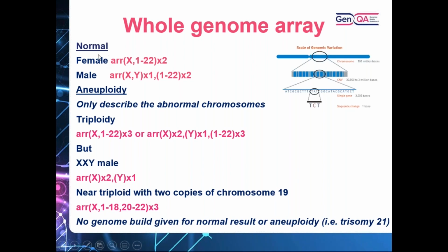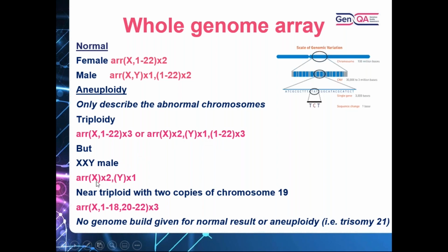The whole genome array for a female, again, has no space because you've got a bracket. It's array X 1 to 22 times 2, and for a male, you separate the X and Y out because there's only 1 copy. For aneuploidy, you only describe the abnormal chromosomes. So for a triploidy, array X 1 to 22 times 3, or if it's XXY, you'd write it like this. And obviously, if it was XYY, that'd be times 1, and that'd be times 2.